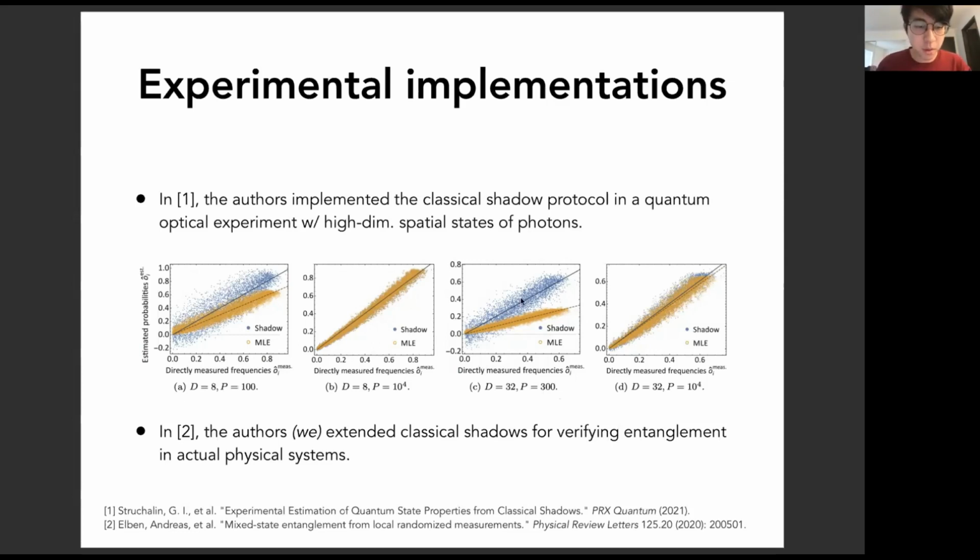And furthermore, in this reference two published at PRL, we, Richard Kueng, me, and John Preskill, along with Peter Zoller's group, extended classical shadow for verifying entanglement in an actual physical system, and we actually ran it on their device and showed that using this, you can accurately track entanglement in these mixed state systems. So it's clear that it's not just a theoretical thing, but it's actually very useful also in physical experiments and so on.